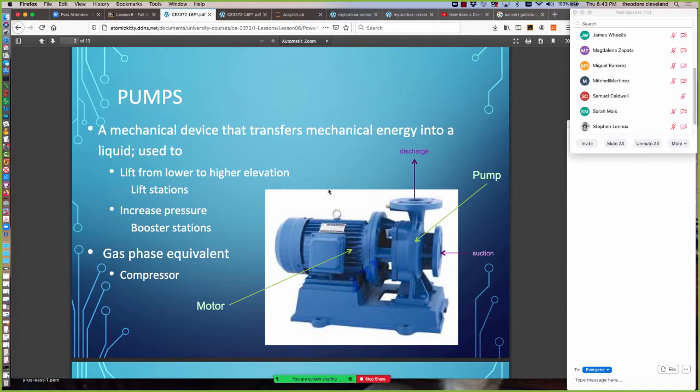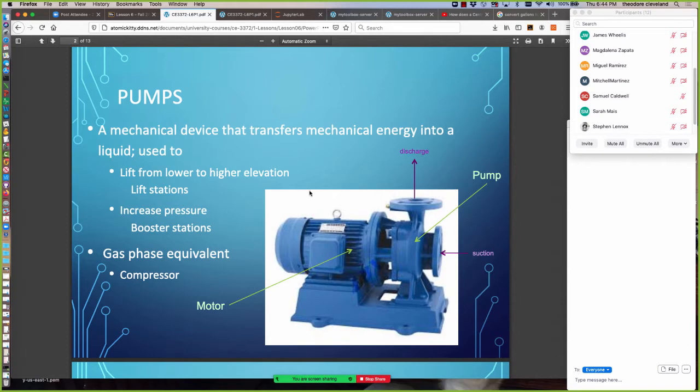The other contextual use is to add pressure. Those are called booster stations. And whether you call them lift or booster stations is really just a semantic choice. They're the same thing. They have infrastructure to support the pump and its hydraulic connections. The gas phase equivalent of a pump is a compressor, and the similarities between a compressor station and a lift station are quite common. They have a lot of commonalities.